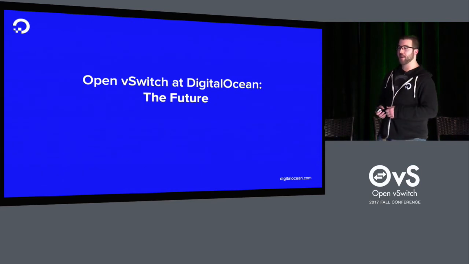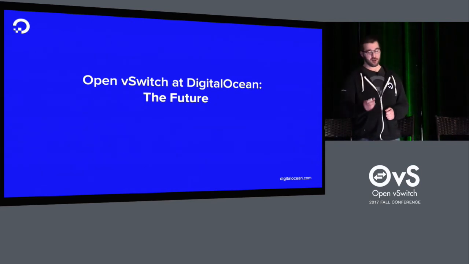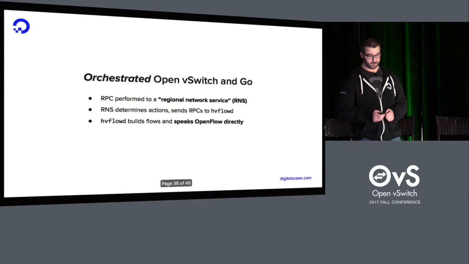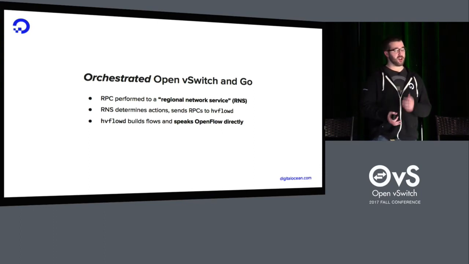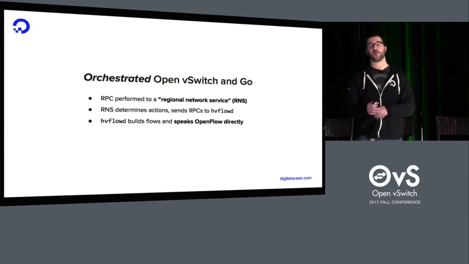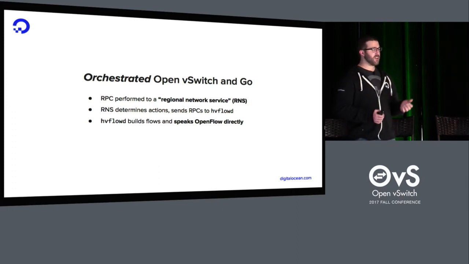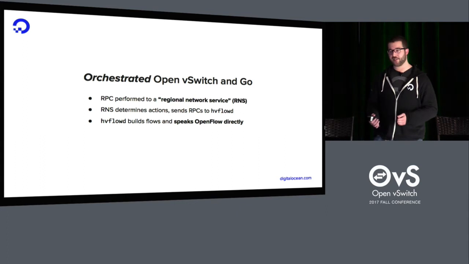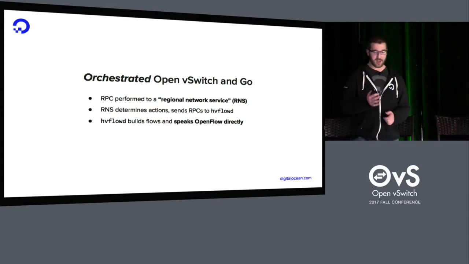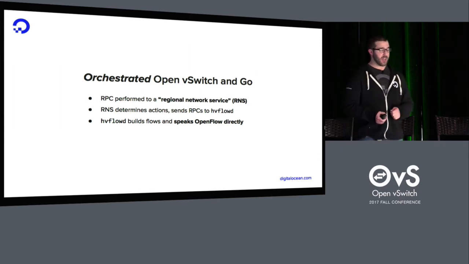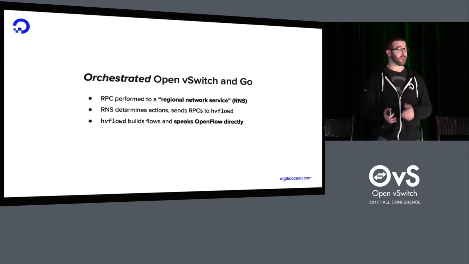So where would we like to go in the future with Open vSwitch at DigitalOcean? We'd like to move to an orchestrated Open vSwitch and Go approach. So an RPC would be performed to some regional network service, and the regional network service determines some series of actions and sends RPCs to one or more HPFlow D instances, depending on what's needed. Finally, HPFlow D builds a series of flows and speaks OpenFlow directly to OVS.